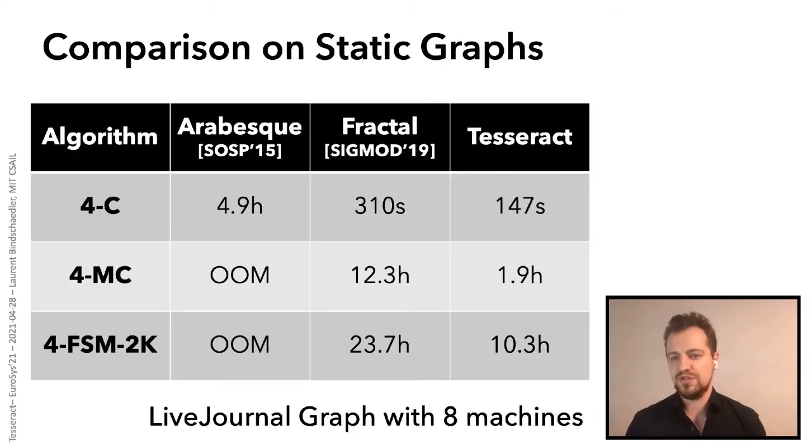So another interesting result is that Tesseract is actually faster than 2 state-of-the-art static distributed graph mining systems. So here we have Arabesque, Fractal, and Tesseract. And we show the time to run 3 different algorithms on the LiveJournal graph, again with 8 machines. And we find that Tesseract significantly outperforms Arabesque and Fractal on static inputs. Now, this is mainly due to the fact that Tesseract workers need not synchronize or exchange any data while mining, and therefore we avoid the shuffle overheads.